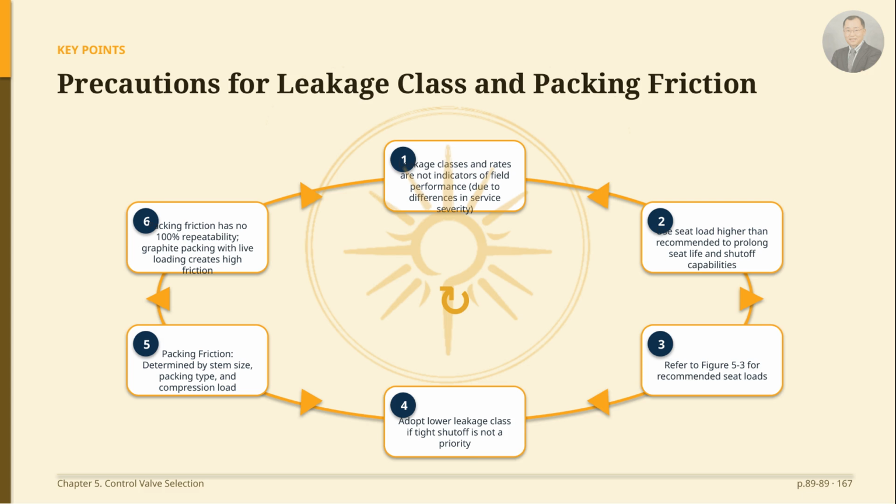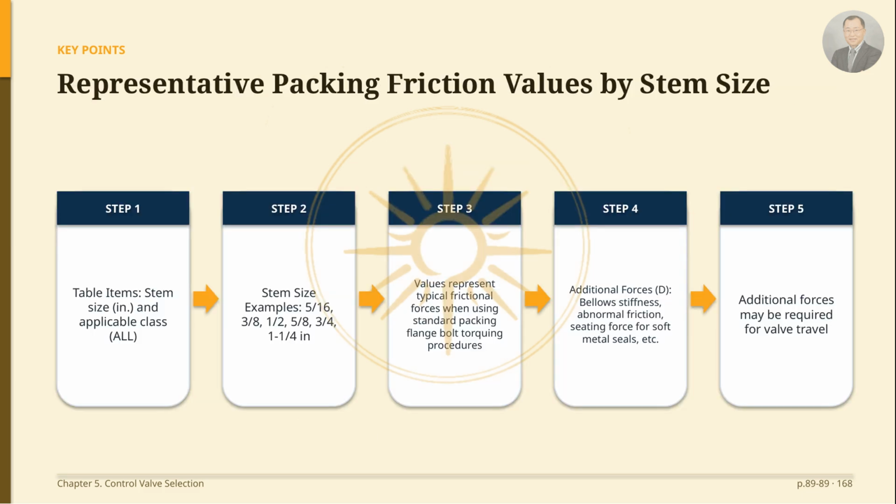However, packing friction does not exhibit 100% repeatable characteristics, and significantly high friction forces can occur, especially in live-loaded designs using graphite packing. I will now introduce typical packing friction values based on stem size and additional forces. This table is organized by stem size and applied class, with stem sizes categorized as 5/16 in, 3/8 in, 1/2 in, 5/8 in, 3/4 in, and 1 1/4 in. The values shown are the frictional forces typically encountered when applying standard packing flange bolt torquing procedures.